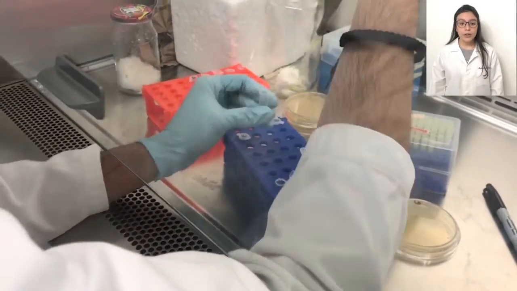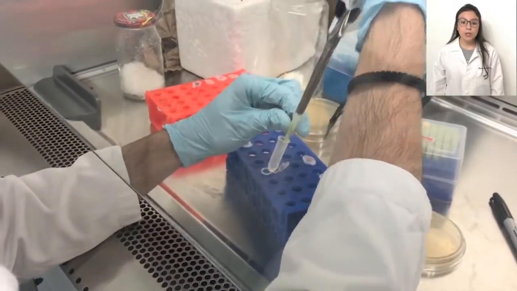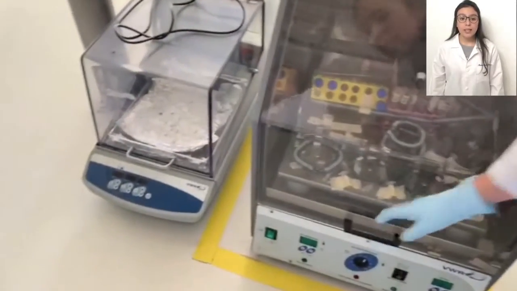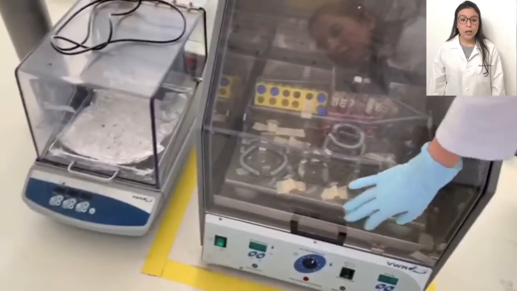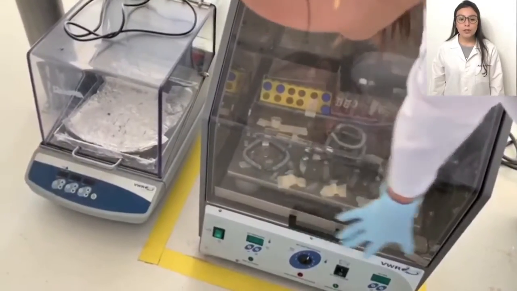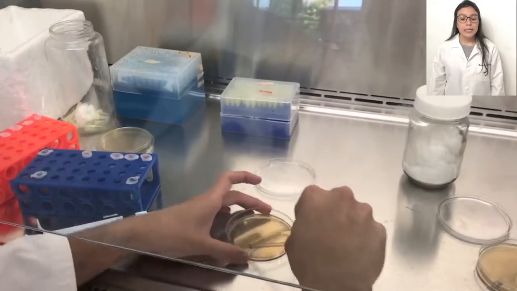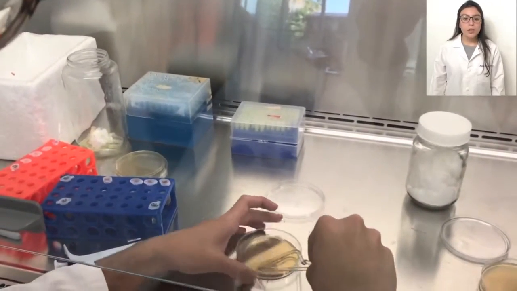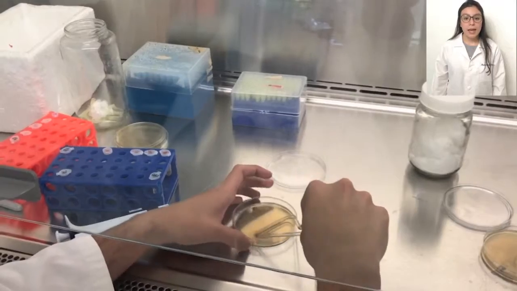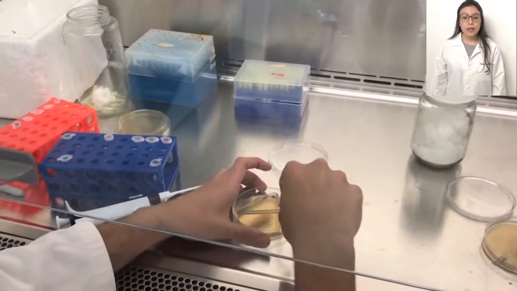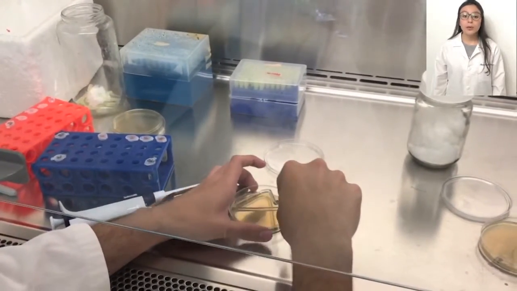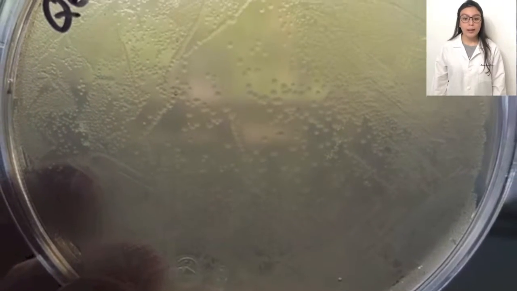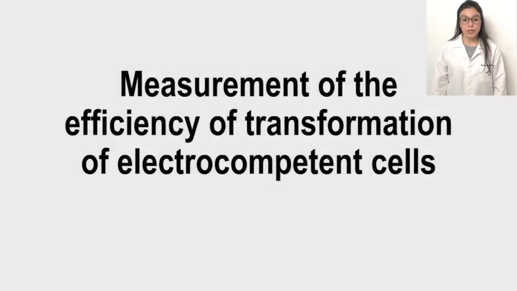6. Add 300 microliters of soft medium under sterilized conditions and incubate at 37 degrees Celsius for 30 minutes with shaking at 250 revolutions per minute. 7. Sow two different dilution volumes from the previous culture in LB plates with ampicillin and incubate for 16 to 20 hours at 37 degrees Celsius. And finally, the next day, count the colonies that grew and calculate the efficiency of transformation.